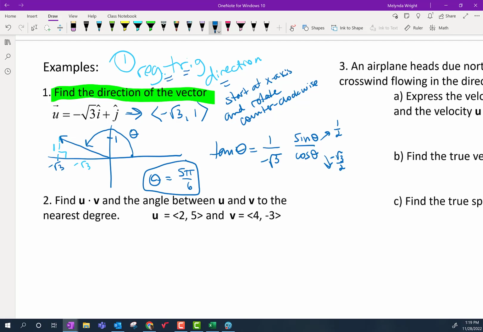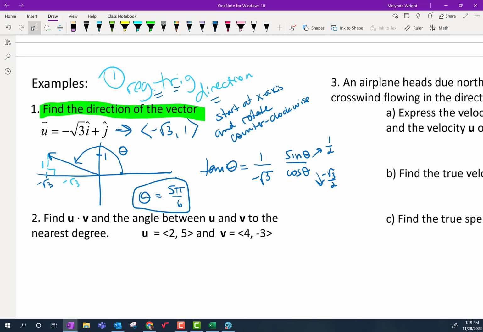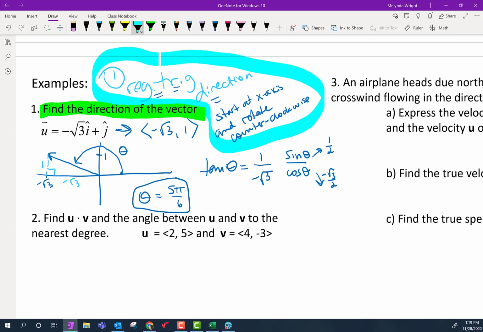Now, if we were using our calculator, we would need to be careful that whatever angle our calculator gave us was in the second quadrant, because we know calculators are fussy, right? They don't always give us the angle in the right quadrant that we want. But we would need to be sure we're in the second quadrant. Okay, we good? All right, so this is type 1. We're just going to call this regular trig directions. Okay, that's one way to find a direction.